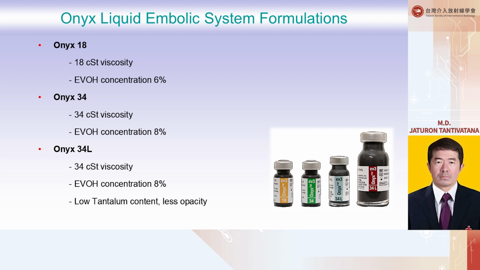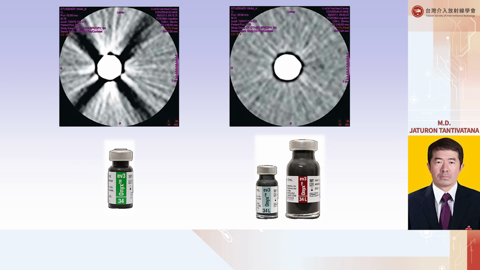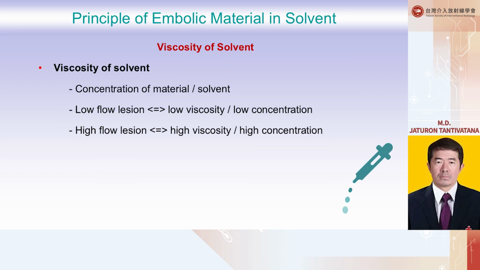And then we have Onyx 34L, which is high viscosity but with low opacity, to see the inside of a big lesion when the Onyx is superimposed or cast. It also reduces the hardening artifacts on the scanner so that we can have more friendly follow-up imaging. The viscosity of the solvent is important. We have the 18 and 34, which are suitable for various lesions. For example, for a low flow lesion, we use a low viscosity and low concentration. For a high flow lesion, usually we tend to use a high viscosity and high concentration of Onyx.